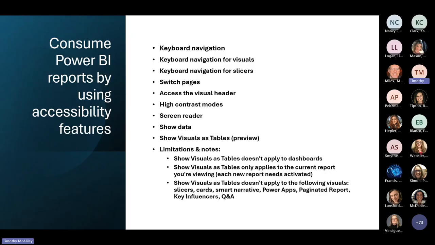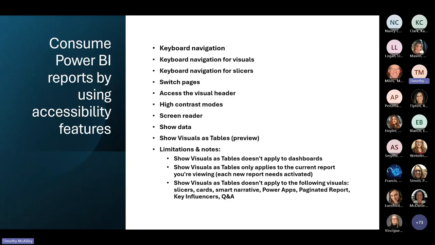I just mentioned focus mode. Focus mode gives you a tabular representation as well as a blown up view of the visualization. Show visuals as a table takes all the visualizations on your page and then shows them as a table. I know I've repeated that, and then there's some limitations for show visuals as a table. It doesn't apply to dashboards. Dashboards are different from a report. I'll show you that. And then show visuals as a table only applies to the current report you're viewing. Each new report needs to have that feature activated.